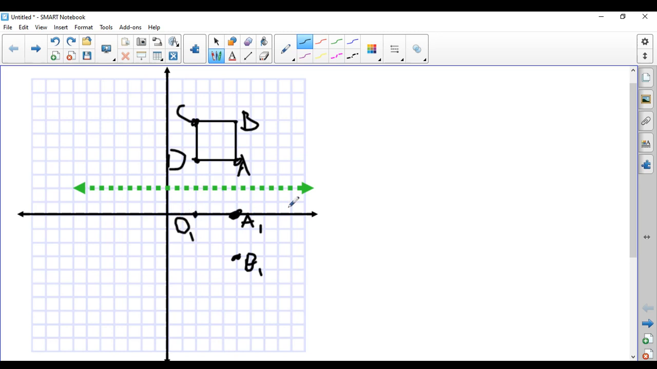Notice that none of these are changing to the right or to the left because we're only focusing on our mirror, and therefore C1 will be 5 away. C1. If I make some nice lines and connect the dots, I'll make it purple, I'll make it red, I'll make it blue. Boom, boom, boom, boom. That is my reflected image. If this green line is my mirror, that is what my reflected square will look like.